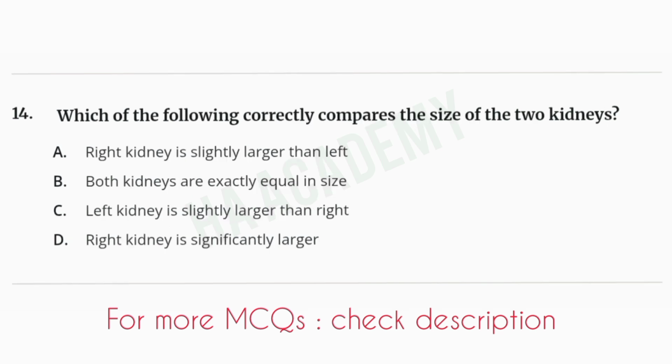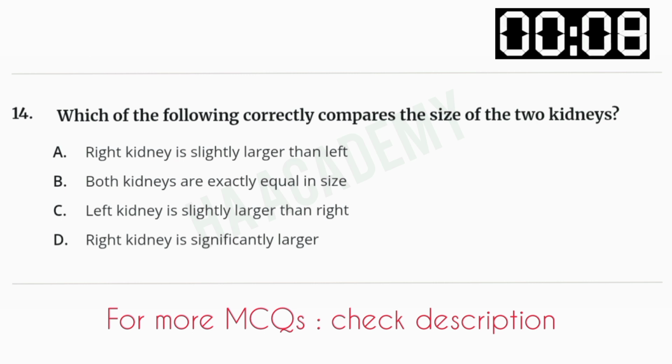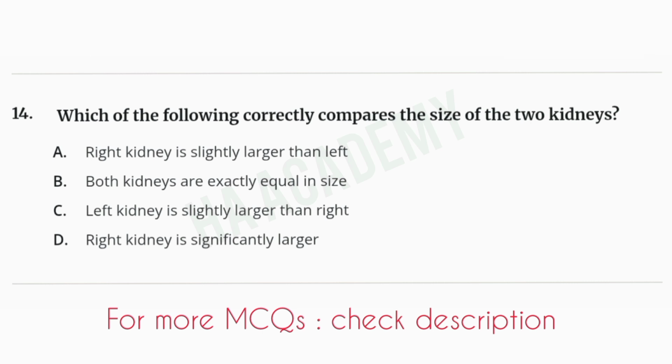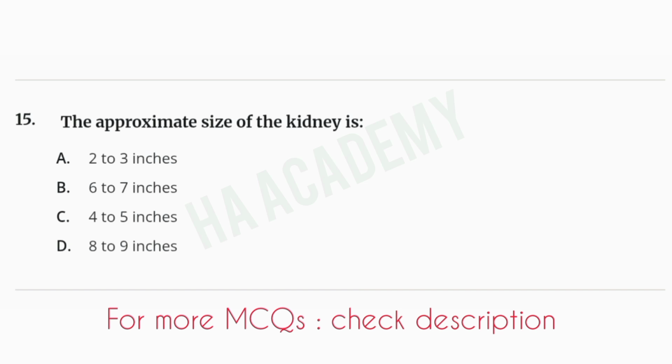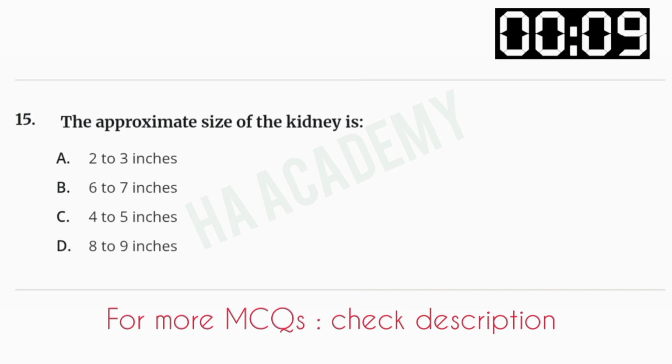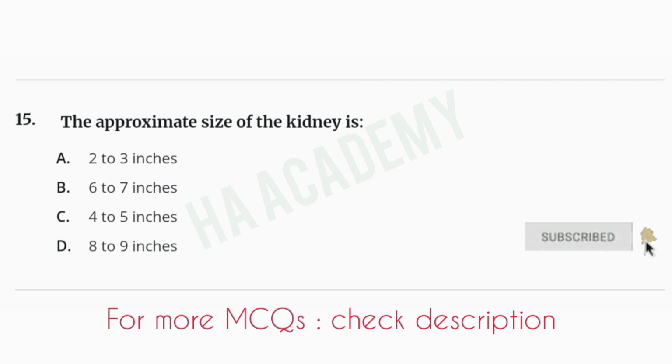Which of the following correctly compares the size of the two kidneys? The correct answer is left kidney is slightly larger than right. The approximate size of the kidney is... The correct answer is 4 to 5 inches.